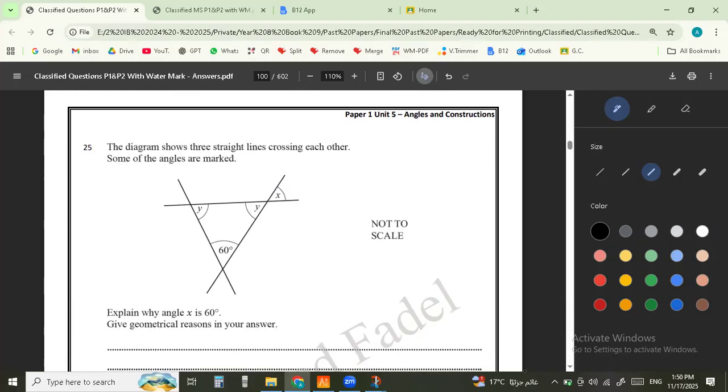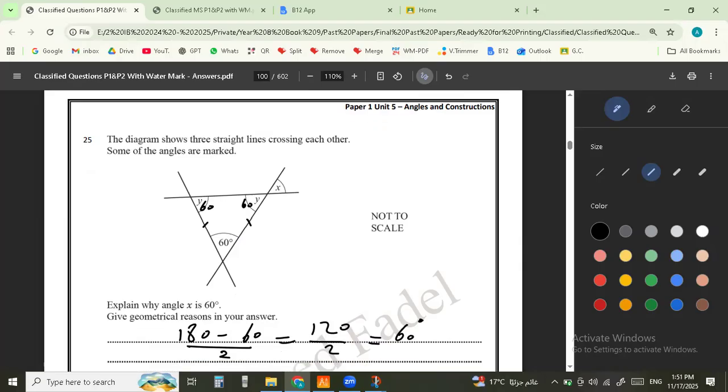The diagram shows three straight lines crossing each other. Explain why angle X is 60. Mister, they told me here y and y, which means that this is an isosceles triangle. They are equal. You have 180 minus 60, divided by 2, will give me y. You're going to find that it is exactly 120 divided by 2 equals 60 degrees. So y is 60.